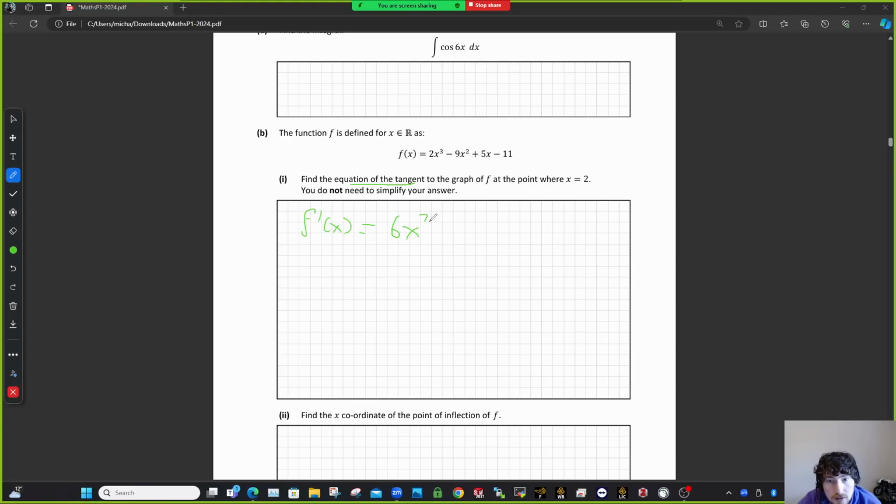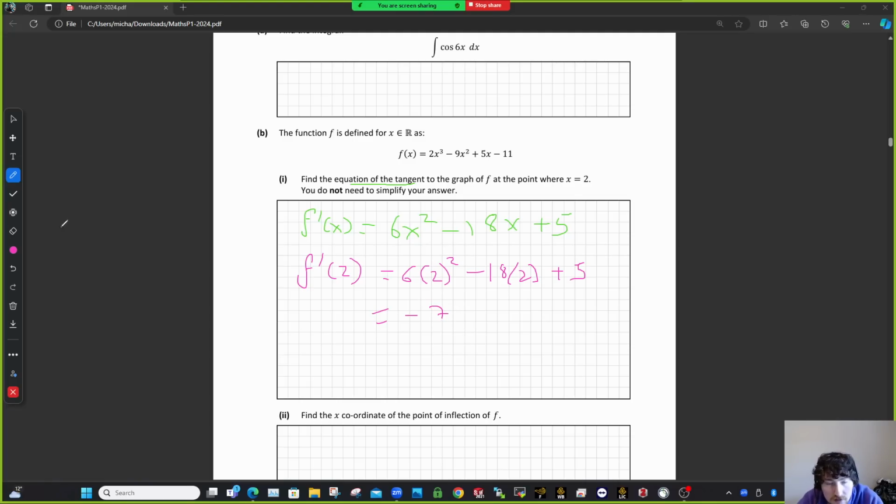And it's 6x squared minus 18x plus 5. And then you put 2 in there to get your slope at that point. You want to show all the workings on the page like this for the examiner before you go picking up a calculator. Plus 5. You type that into a calculator. 6 minus 36 plus 5. Yep, you'll get yourself a slope of minus 7.